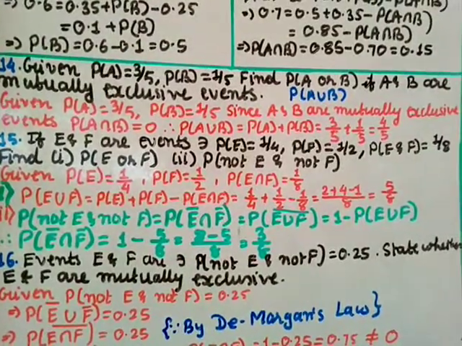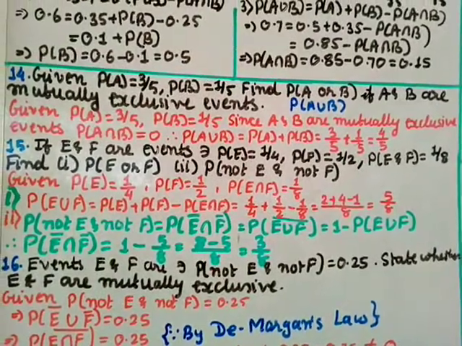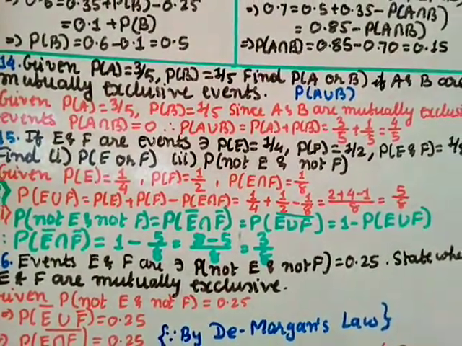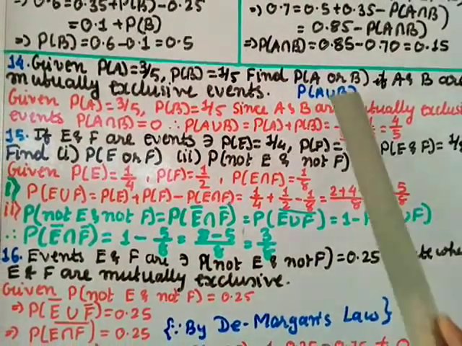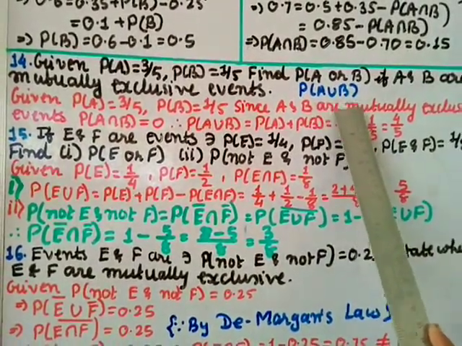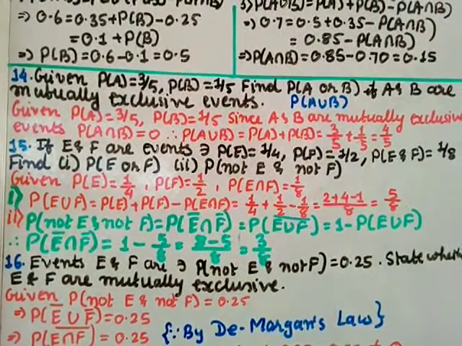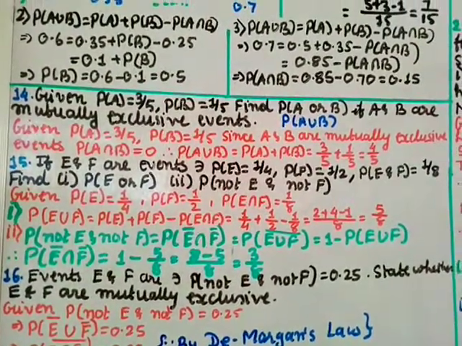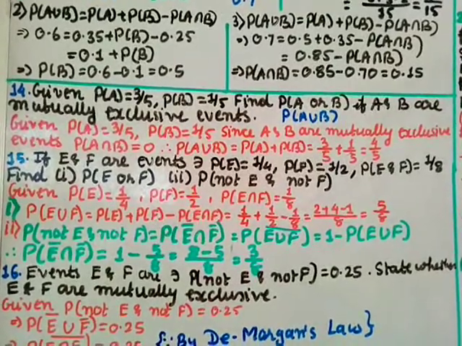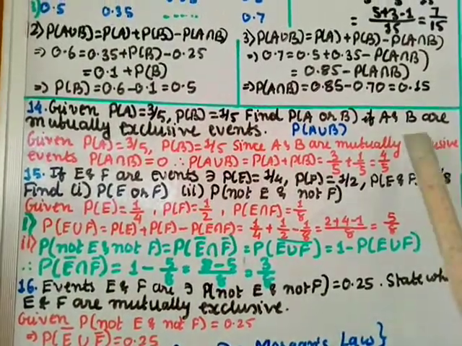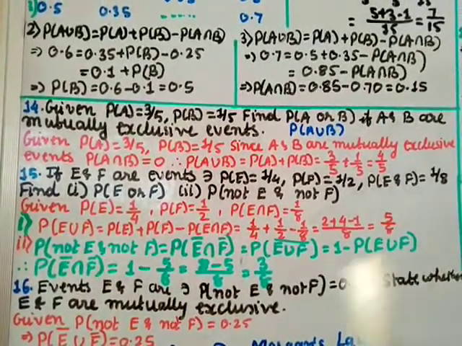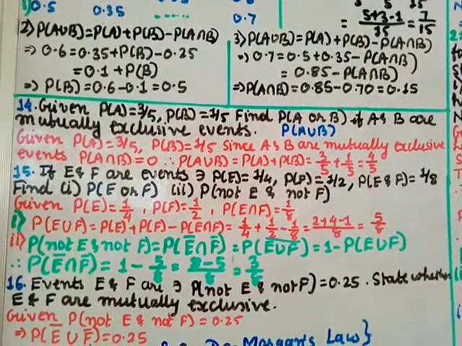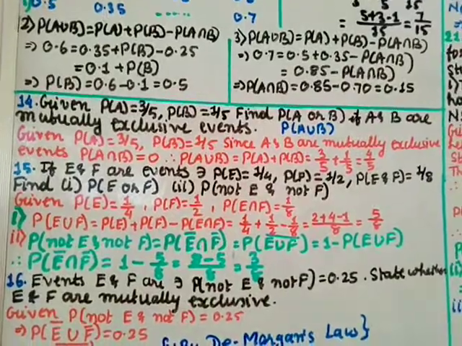Question number 14. Given P of A is equal to 3 by 5, P of B is equal to 1 by 5. Find P of A or B. A or B means P of A union B, if A and B are mutually exclusive events. Now, two sets are called mutually exclusive if the intersection is phi. That means the probability of P of A intersection B will be 0. Then you call them mutually exclusive events. That probability will be 0 for the intersection.